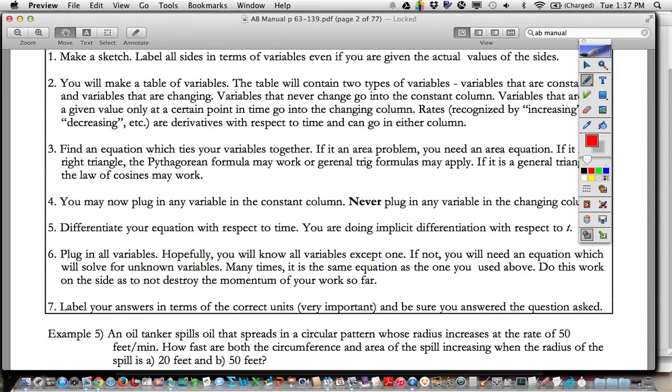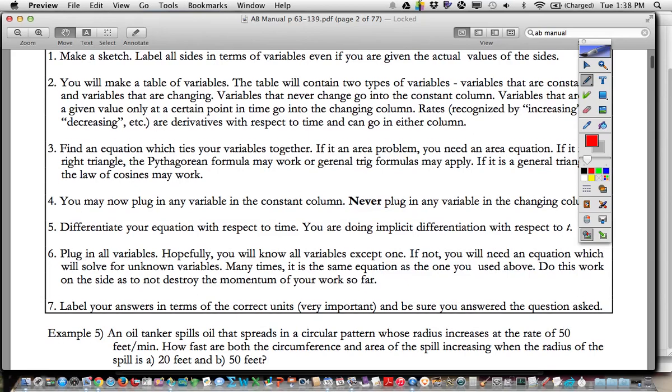Find an equation that ties your variables together. If it's an area problem like we did, you write an area equation. If it's a right triangle, which a lot of problems we do are, then set up the Pythagorean theorem. Or maybe a trig equation, like right triangle trig, SOHCAHTOA maybe. Sometimes that, because maybe the angle, right? There was one I didn't show you, a searchlight problem. Maybe you got this searchlight, right? At what rate is the angle changing? That kind of thing. So you might have a right triangle trig kind of thing.